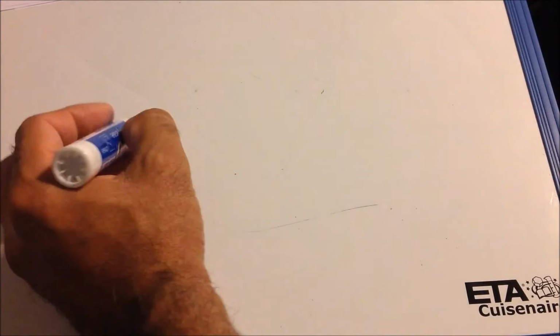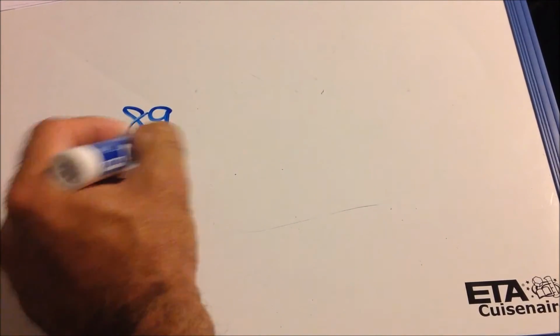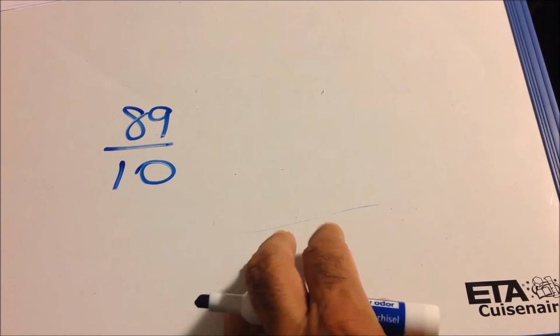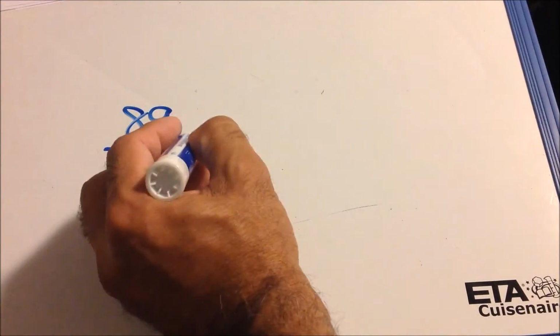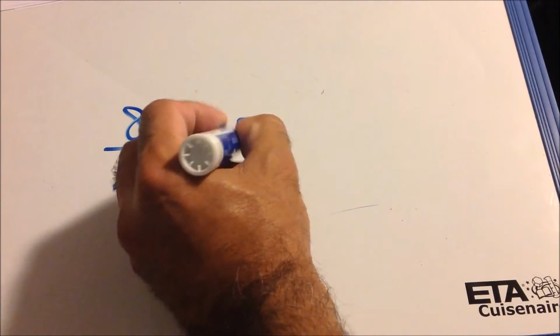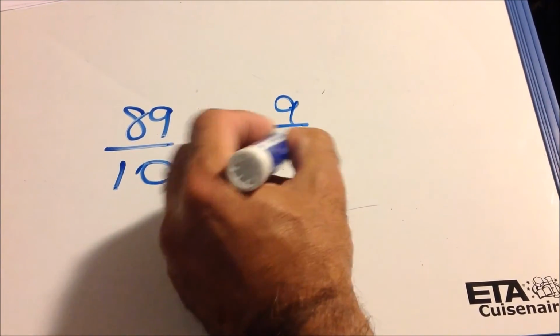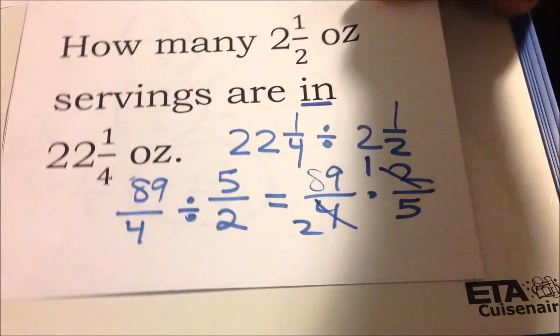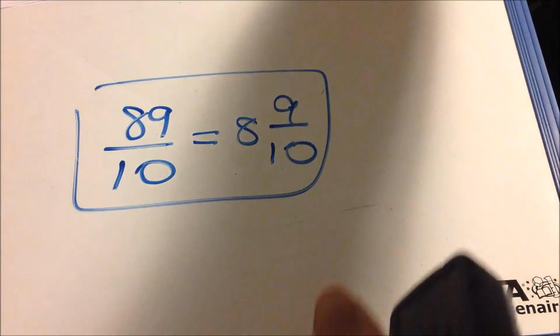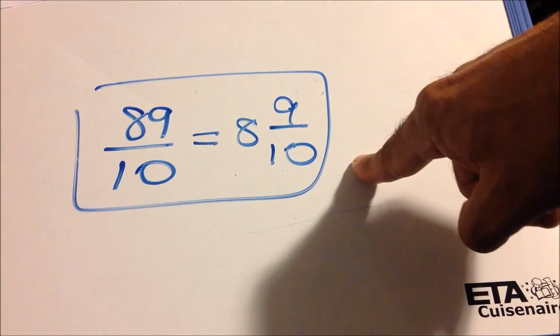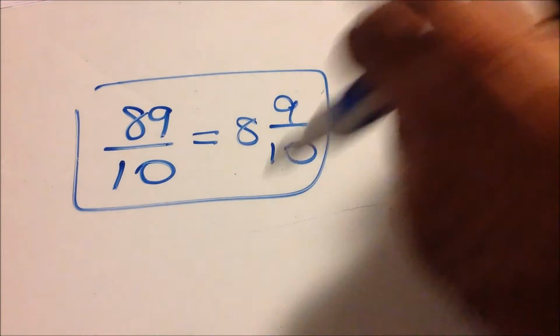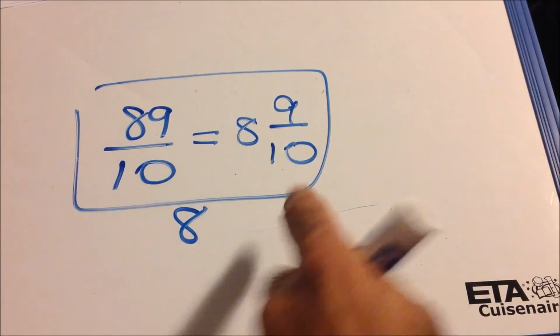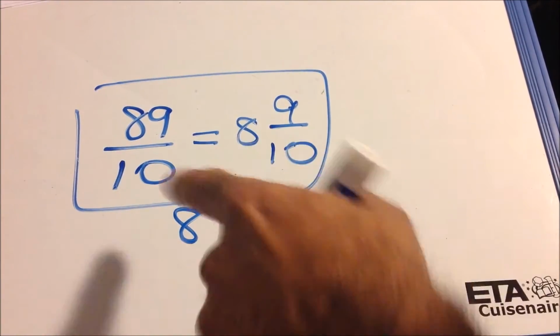So 89/10. And we can reduce that. 10 goes into 89 8 times and 9/10. So the question was, how many 2.5 ounce servings are in 22 1/4 ounce? Well, there's 8 and 9/10 servings. If you wanted full servings, you would say, well, there's 8 and there's almost 9 if you wanted to use whole numbers.